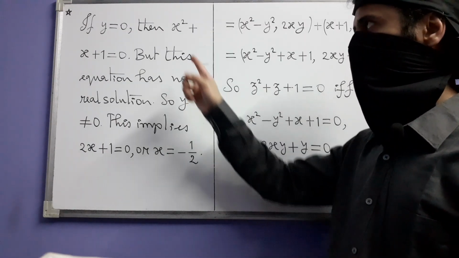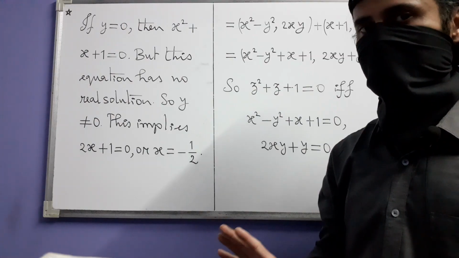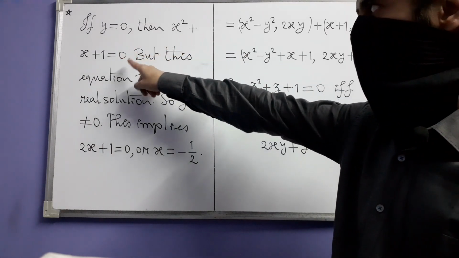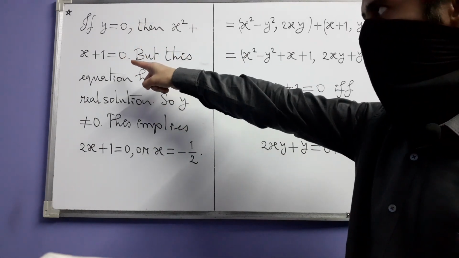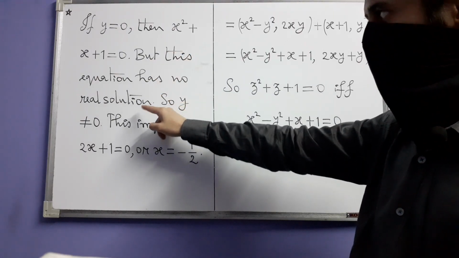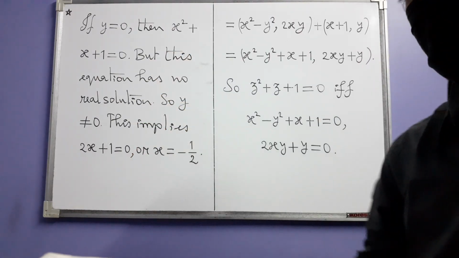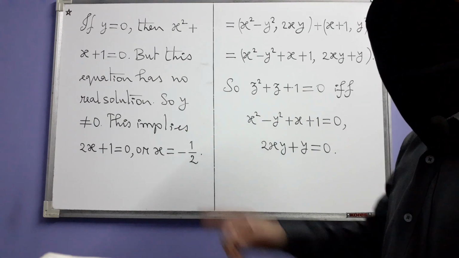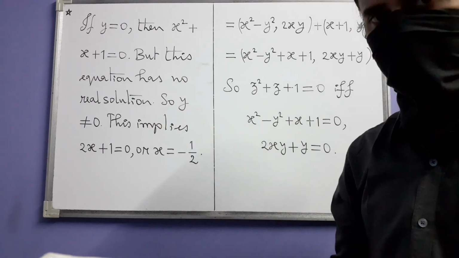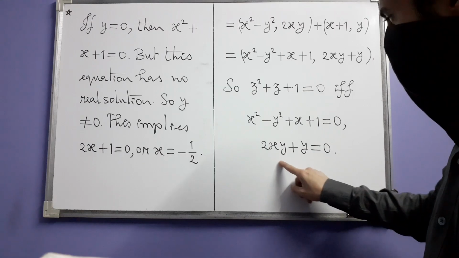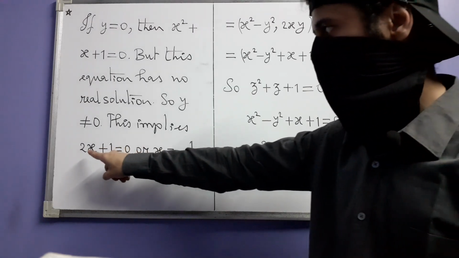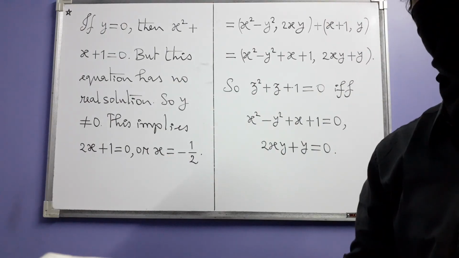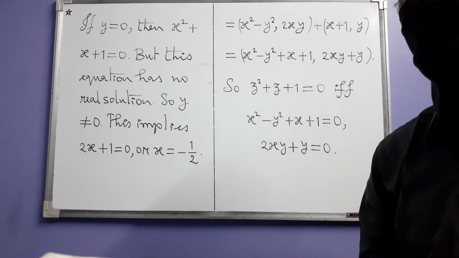Now it is a possibility that y is 0. Let's see if it actually is a possibility. Then from the first equation we get x squared plus x plus 1 equal to 0. But this quadratic equation, where x is supposed to be real, has no real solution. You find the discriminant, you will find it's negative. So there is no real solution. That means y actually cannot be 0. And because y is non-zero, you can divide both sides of the second equation by y, obtaining 2x plus 1 equal to 0, from which you can solve for x and find that x is minus 1 divided by 2.